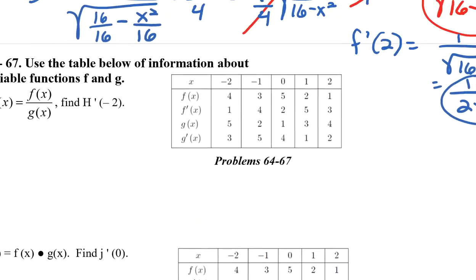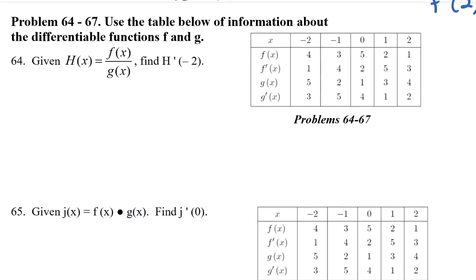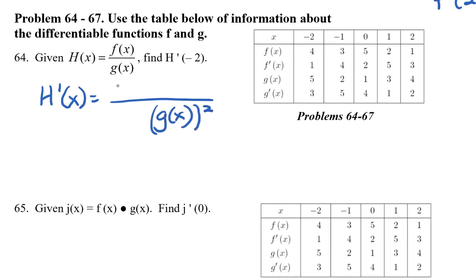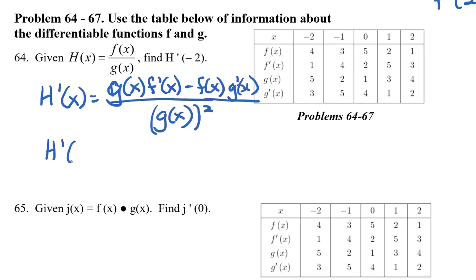All right, and here we've got some questions. First about the quotient rule, and that's all this is. I suggest that you write carefully what your quotient rule is before you do your substituting of -2. So we have the low function, that's a g of x, times the derivative of the high function, minus the high function, times the derivative of the low function. And now we want to put -2 in there, so h prime of 2.